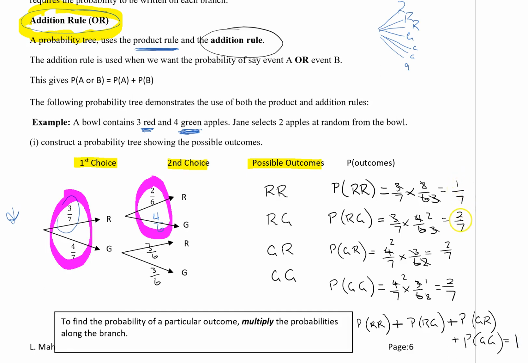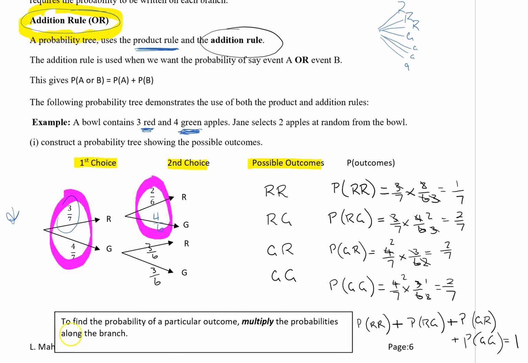1 in 7 plus a 2 in 7 gives 3 in 7. Another 2 is 5 in 7. And another 2 is 7 in 7. I've covered all probabilities and possibilities, and you can see that, again, the probabilities add to give 1.